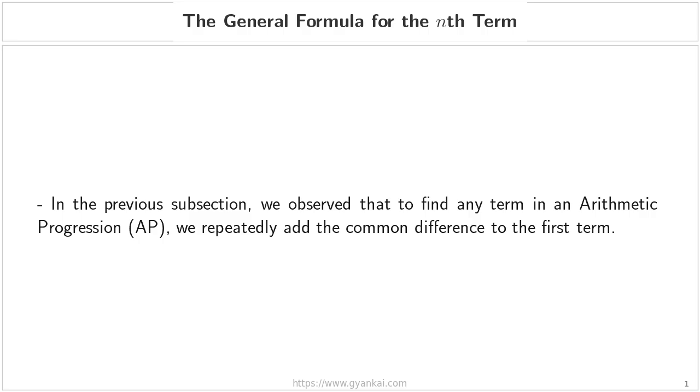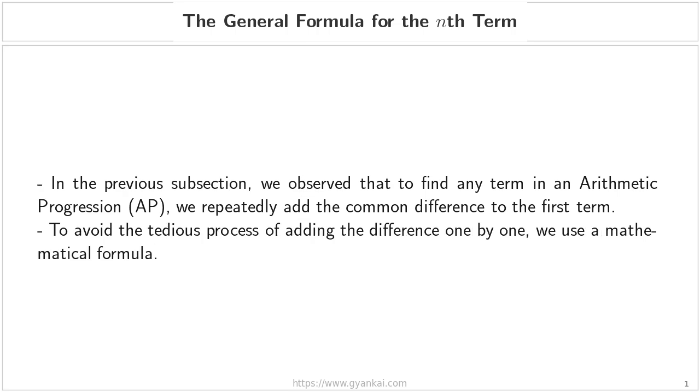Now, if you recall from our previous subsection, we observed that to find any specific term in an arithmetic progression, or AP, we essentially find the first term and then repeatedly add the common difference to it over and over again. While this works for the first few terms, it becomes quite a tedious and time-consuming process if I were to ask you for the 100th or even the 1000th term.